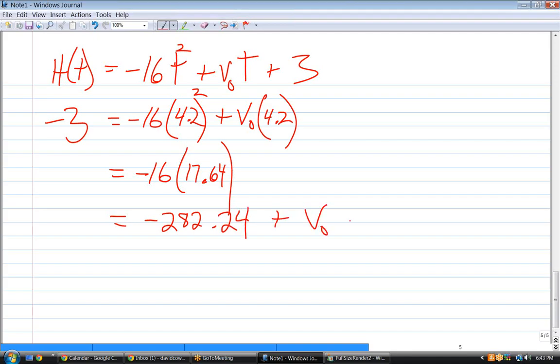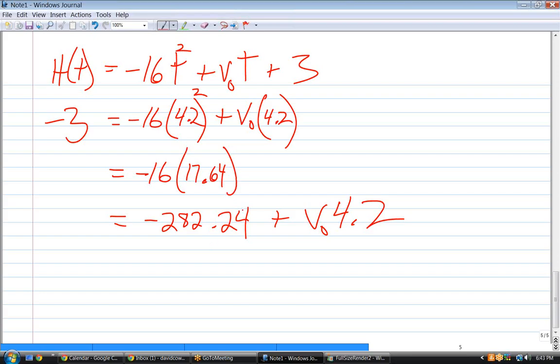Plus v sub 0 times 4.2. Well, if they really want somebody to hate math, this is the way to do it. Yep, pretty much. Sounds like my teacher. No, I'm serious. If you really want somebody to hate math, just throw in problems that have all these decimals and fractions and just make it so hard and boring.